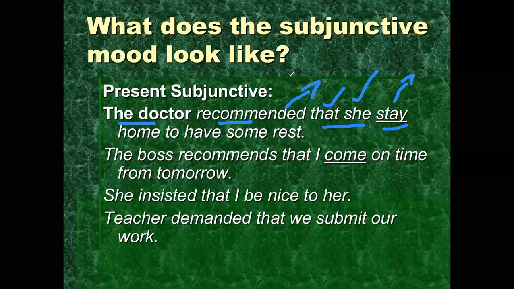Another important thing we need to understand is that the second clause, the dependent clause, should have a verb in the base form. And we can see over here that stay is a base form of the verb. It's the first form of the verb.